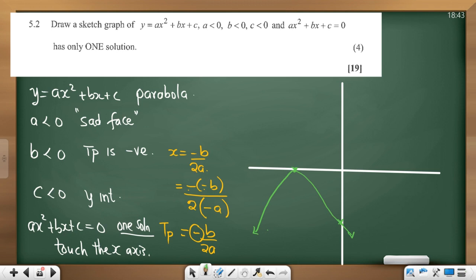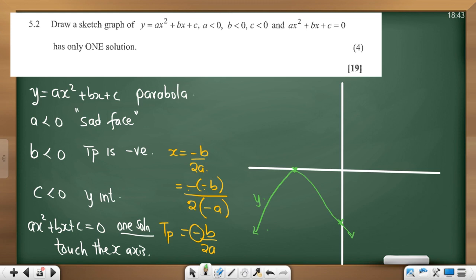That is the implication of your graph. I don't know if we are okay here. So we've got to interpret every one of those things one by one. The sad face, the turning point is negative. So you saw how I did my turning point.